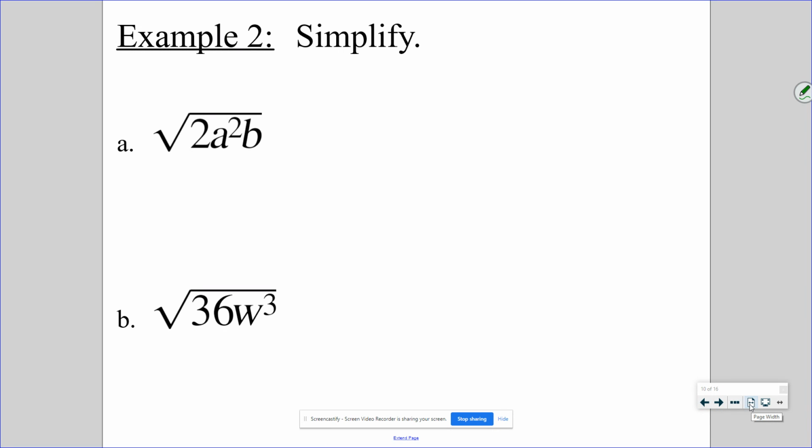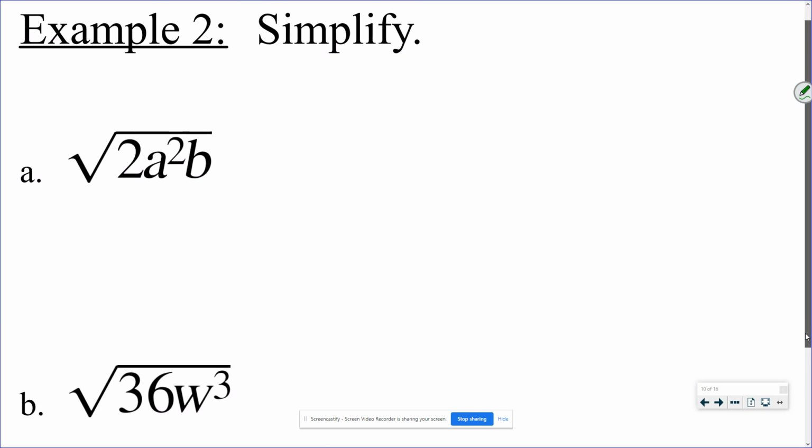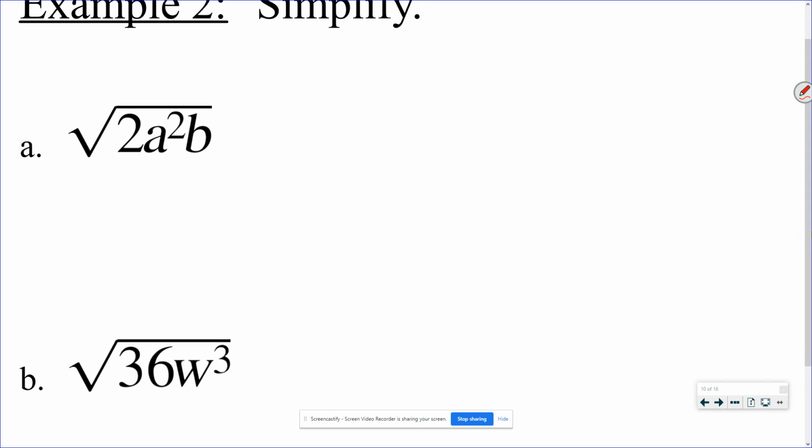All right, a couple of more examples related to radicals, but now we're going to throw variables into the mix. All right, so I'm going to do a factor tree. I'm going to start with 2. Well, the only thing I can divide 2 by is 2.